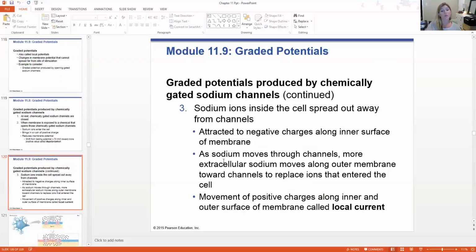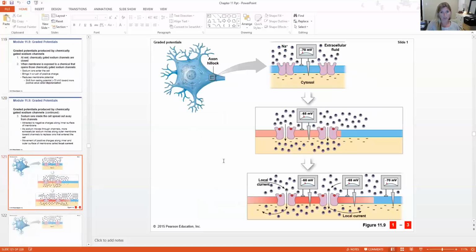Once the sodium ions enter the cell, they spread out away from the channels, and this is going to produce what's called a local current, where the sodium's moving through the channels. More extracellular sodium can move in along the outer membrane towards the cell, replacing the ions that have entered the cell. It's just going to continuously flow into the cell. It's called a local current, all this flow of positive charges.